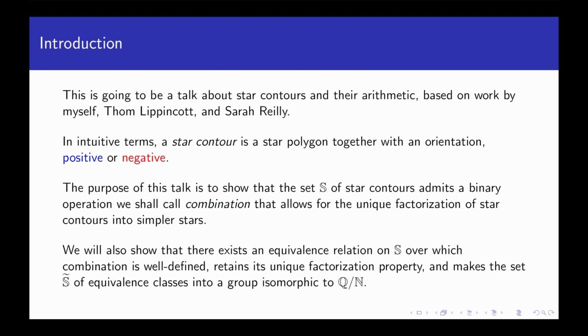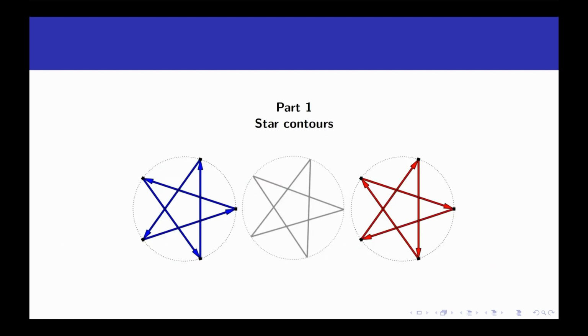But if we introduce an equivalence relation, we can make it a group which is isomorphic to the additive group of the rational numbers modulo the integers, which means that adding rational numbers has a unique factorization result, which is weird because those aren't usually words that get mushed together. So let's get started. We're going to talk about star contours.